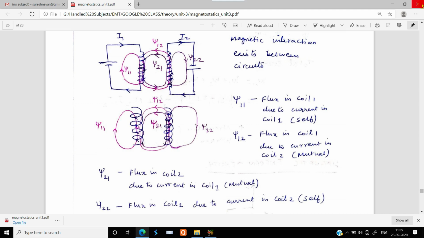For mutual inductance, we have psi 12, that is the flux in coil number 1 due to the current in coil number 2, and psi 21, the flux in coil number 2 due to the current in coil number 1, which is mutual inductance in nature. And the last one is psi 22, the flux in coil number 2 due to the current in coil number 2, which is self-inductance in nature.